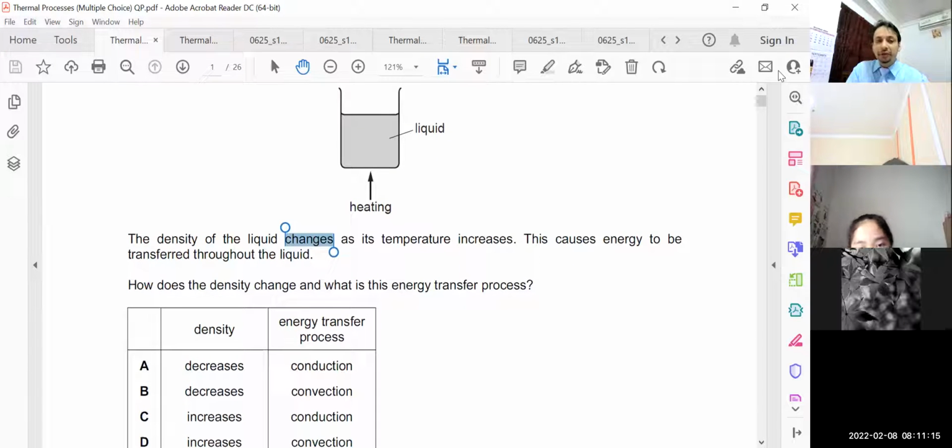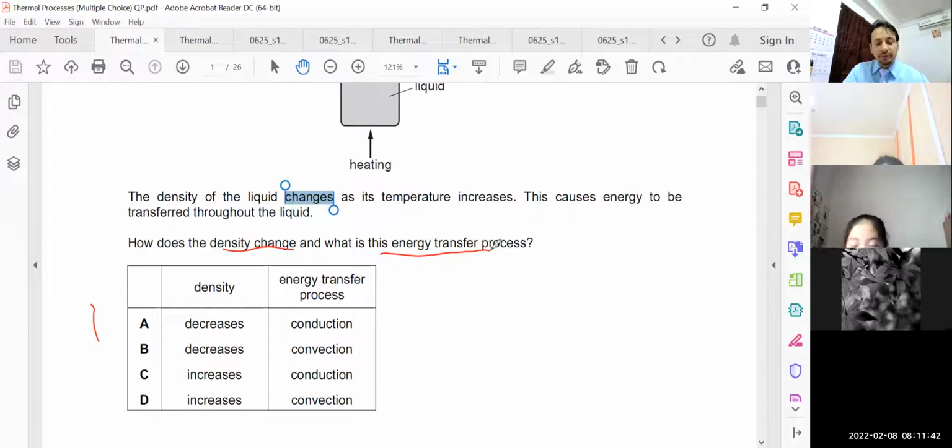You are heating a liquid, children, in a container, and they said the density changes. Density will change as its temperature increases. You are providing heat to the water in a container. Temperature will increase and density will change. So you have to find out how the density changes and what process is involved here in heating the water in a container. In the options, you can see density will either increase or decrease. So you have to find out the right answer.